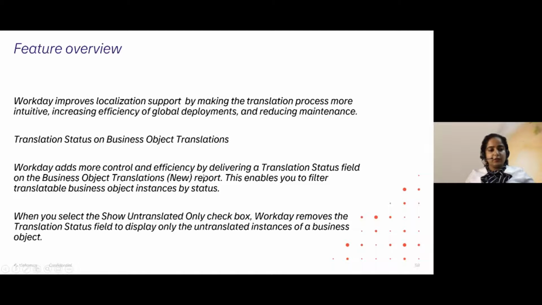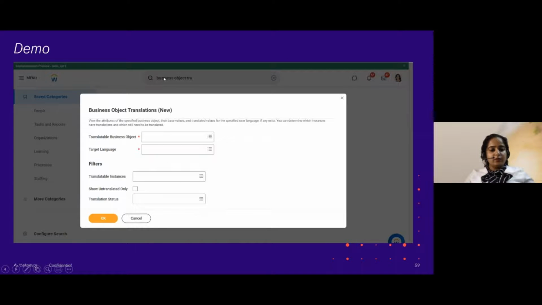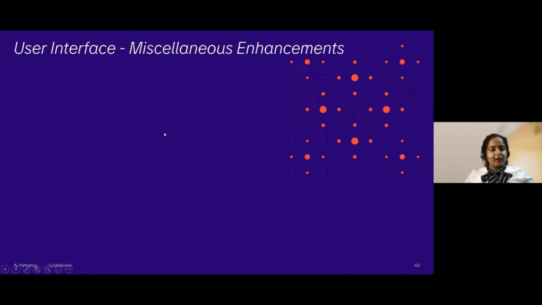So I have a screenshot for this where you just need to type business object translation new, and these are the translatable business object, and this is the translatable language. So we have seen that Workday has introduced quite a few new languages, and this can be used for business objects.